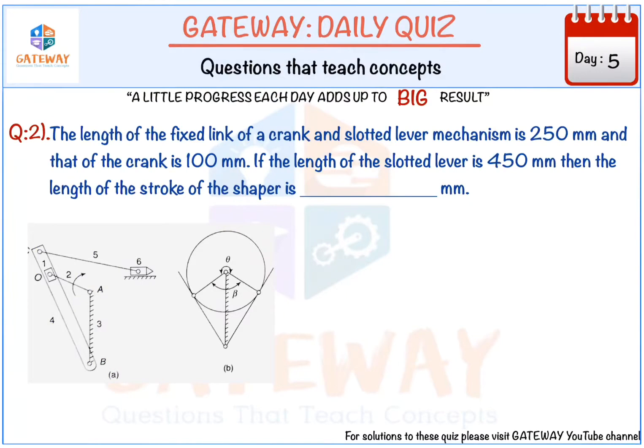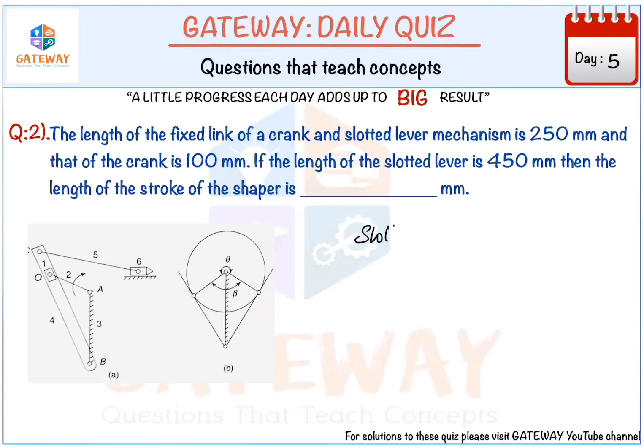Now we'll enter the second question. The length of the fixed link of a crank and slotted lever mechanism is 250 mm and that of the crank is 100 mm. If the length of the slotted lever is 450 mm, then the length of the stroke of the shaper is. So in shaper, we'll actually be using two types of mechanisms. One is the slotted lever quick return motion mechanism, and the other is the Whitworth quick return motion mechanism. In Whitworth, we have some disadvantages. So in shaping, we are using the slotted lever quick return motion mechanism.